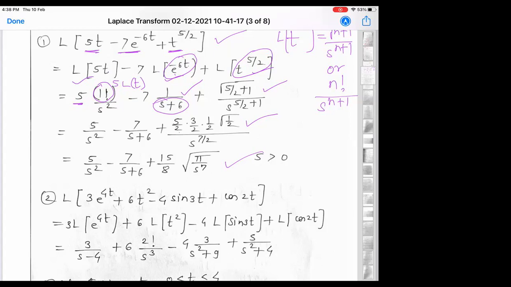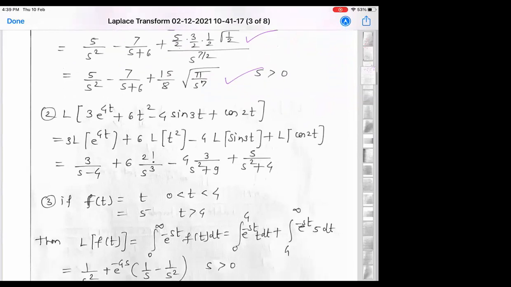Any doubt regarding the first example? Yes? Are you following, or is something still required? Please tell me. Have you followed the first example? Yes, madam.